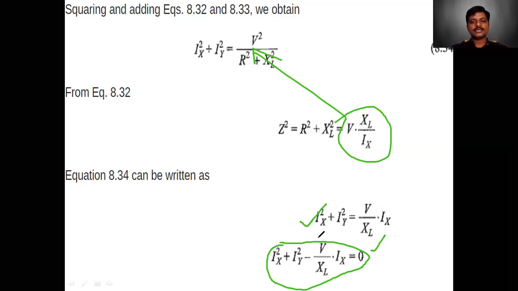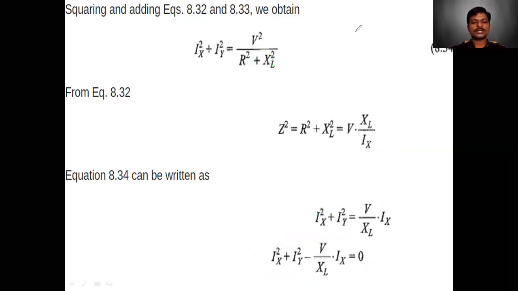And here you can see the equation is in circle form. Therefore, we can confirm that the locus traced when the resistance is variable and reactance is fixed is a circle. So we can confirm that the locus is a circle.